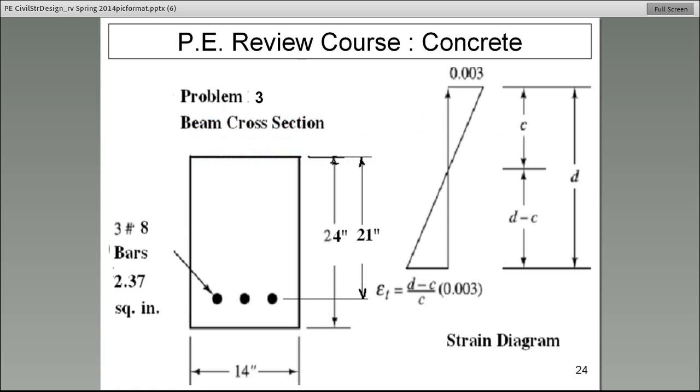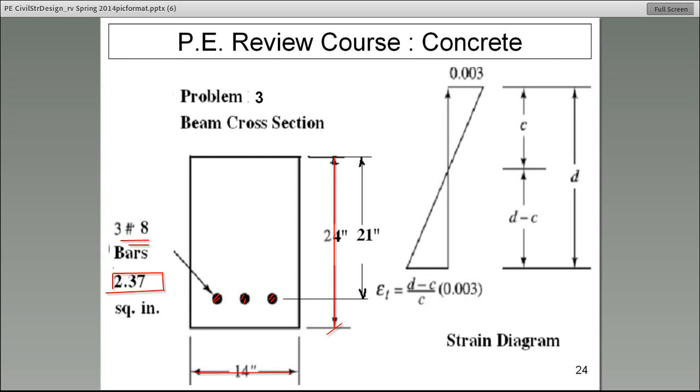Here is a problem. It's a cross-section of a beam. Let's do this problem together. It says there are 3 number 8 bars. So either calculate the area of a number 8 bar or look it up in a table. A sub S, the total area of the steel, is 2.37 square inches. The width is given to be 14 inches. The overall depth is 24 inches.